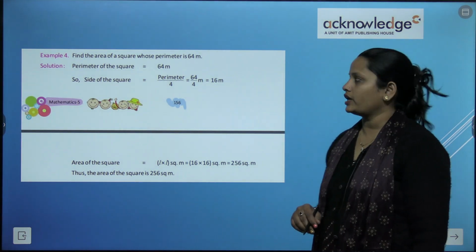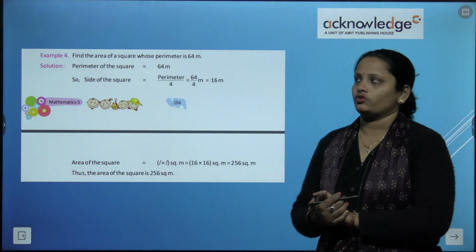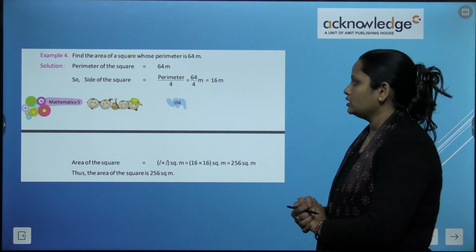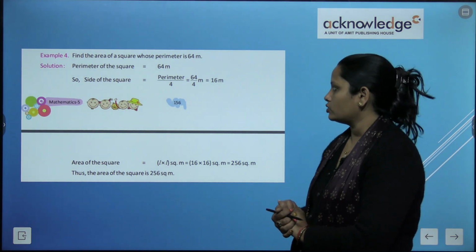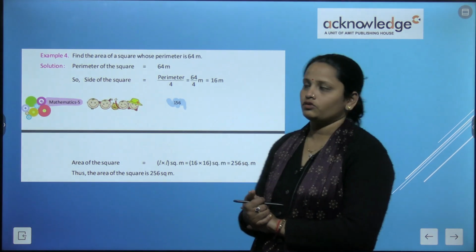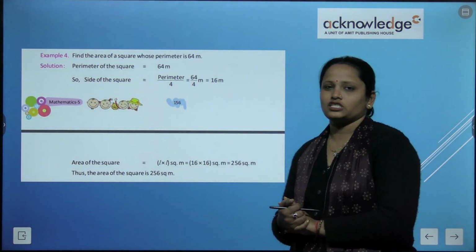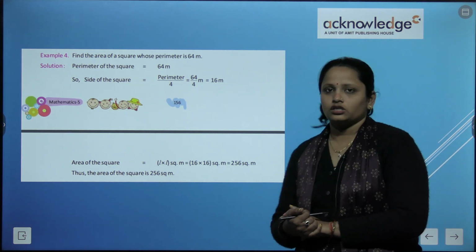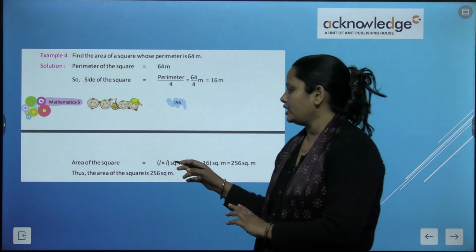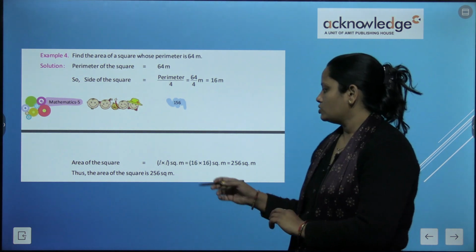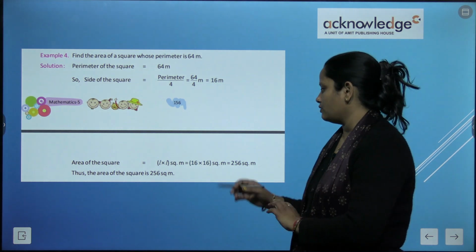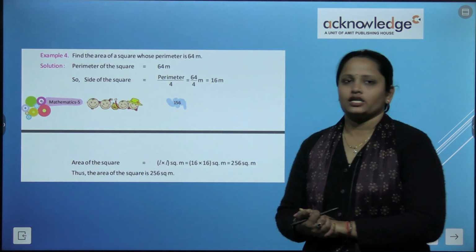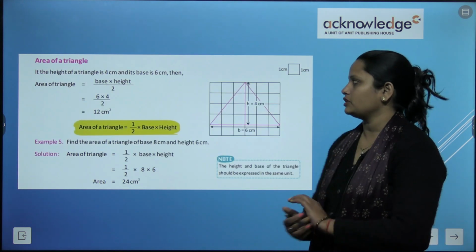Now question number 4 is find the area of a square whose perimeter is 64. हमें एरिया ढूंढना है एक स्क्वायर का जिसका पेरीमीटर क्या है 64. So perimeter is given. So here let's find the side of the square. तो side find करने के लिए हम क्या करेंगे, perimeter upon 4 कर देंगे. So perimeter was 64. अब हमने 4 से divide किया we get 16 meter. So here the area of the square is length multiply length. So here 16 multiply 16 which is 256 square meter. Thus the area of the square is 256 square meter.